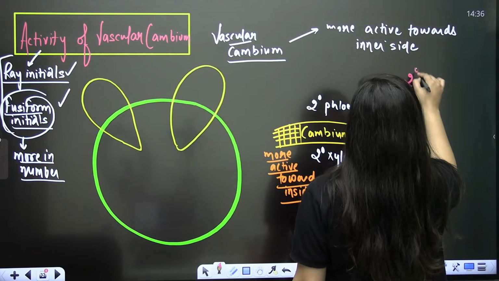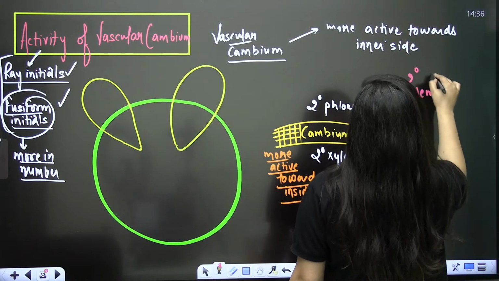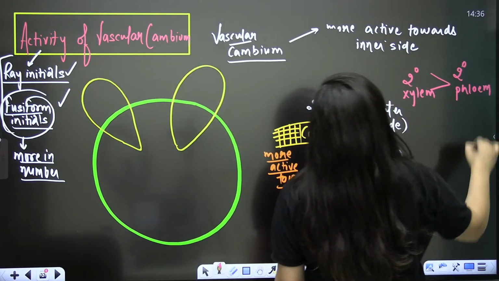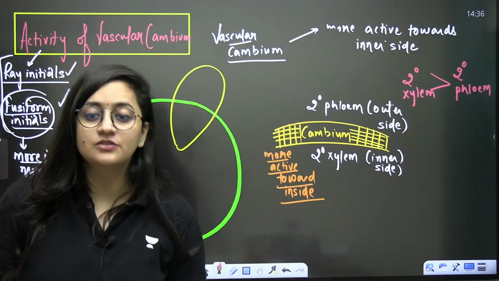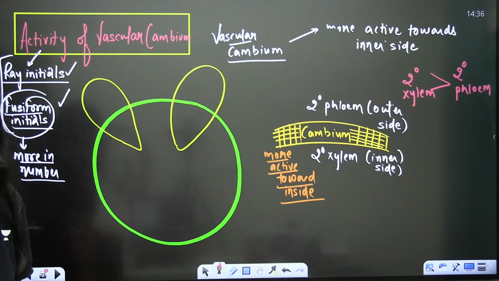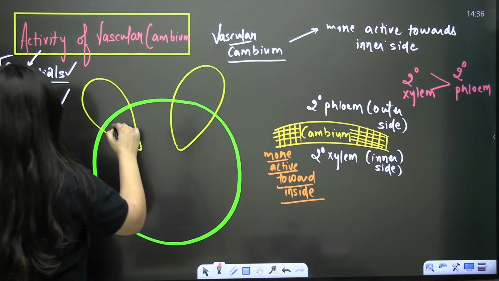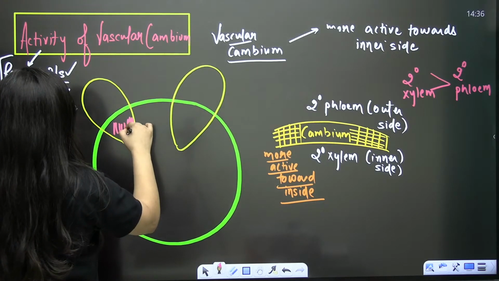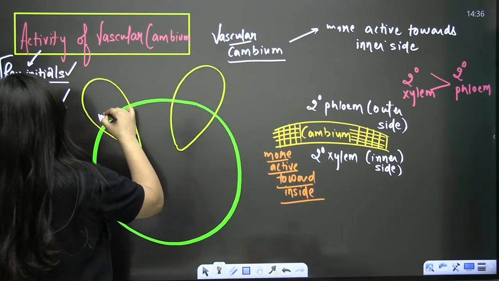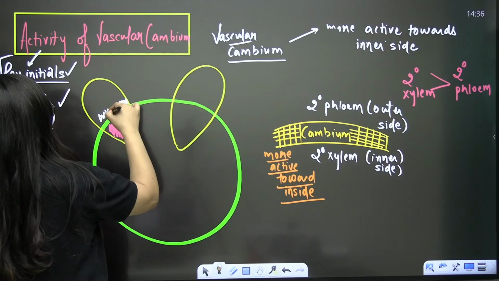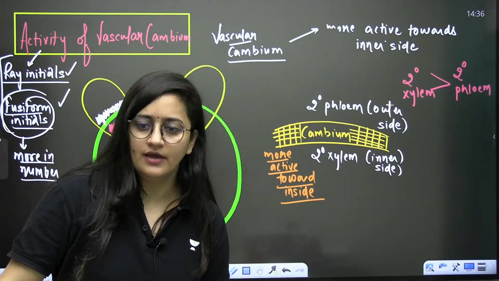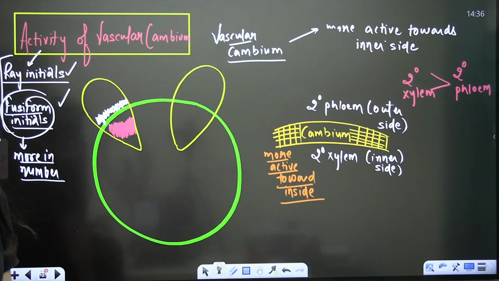The formation of secondary xylem is more than that of secondary phloem, yes or no? Of course it is. So you will see that more secondary xylem will form. In comparison to it, your secondary phloem will be less. And the reason for it is obviously the growth factors and all; they are responsible.